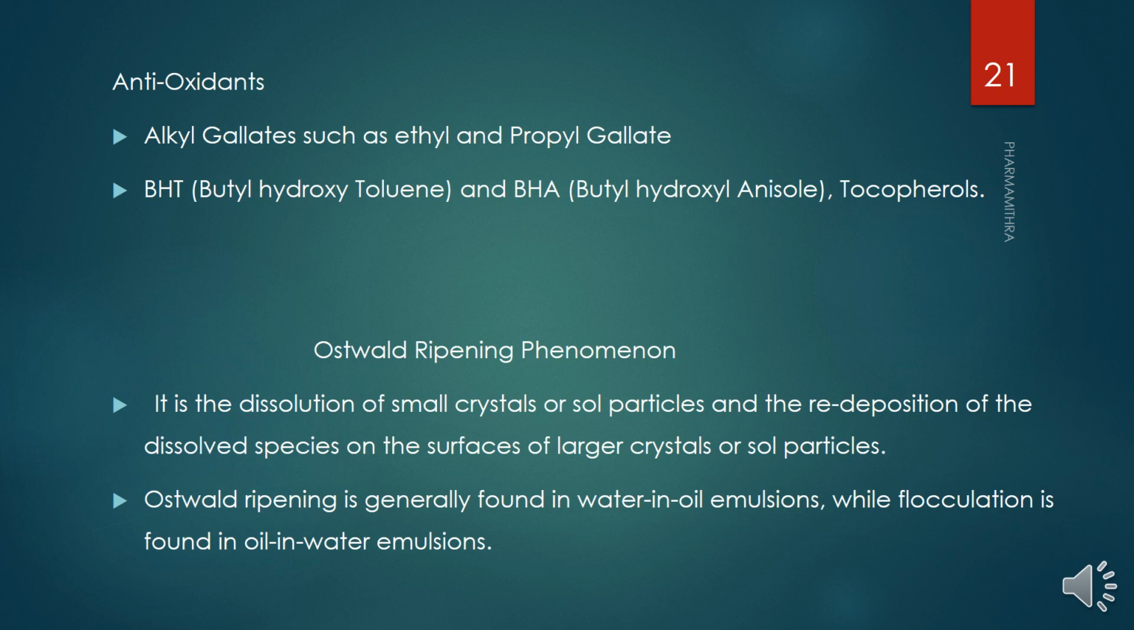And next term is Ostwald ripening phenomenon. Ostwald ripening is simply the dissolution of small crystals or salt particles into solution form, and they get redeposited from the dissolved species. That is simply the Ostwald ripening phenomenon. This ripening phenomenon is seen in water in oil emulsion, and flocculation is seen in oil in water emulsion. So Ostwald ripening is related to the water in oil emulsion. So go through this concept.